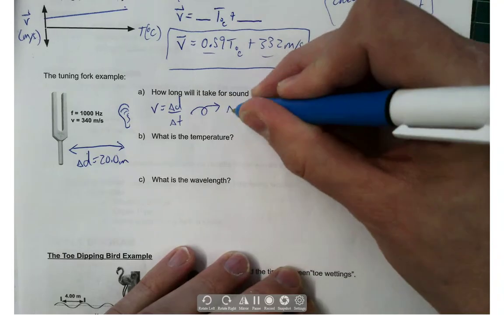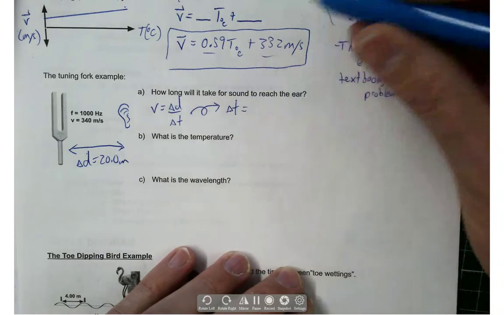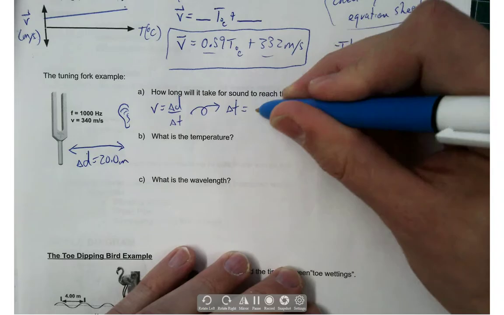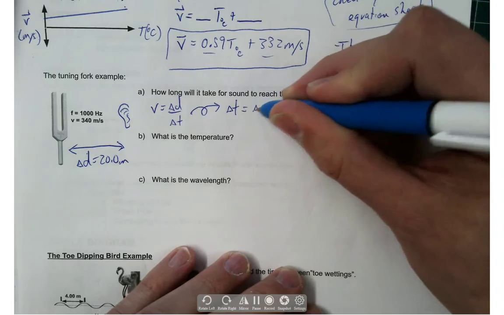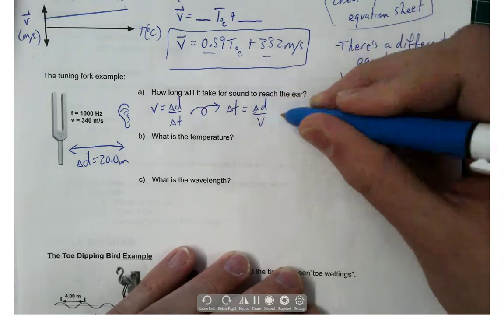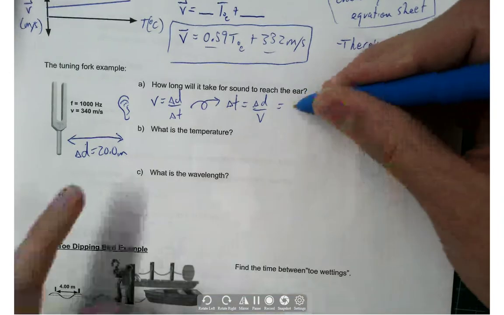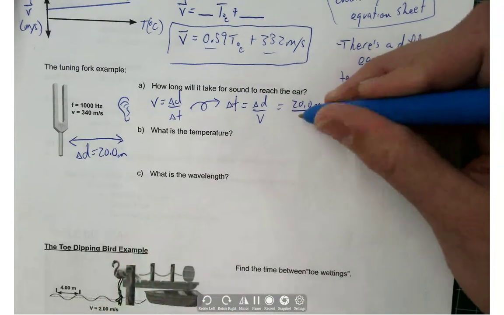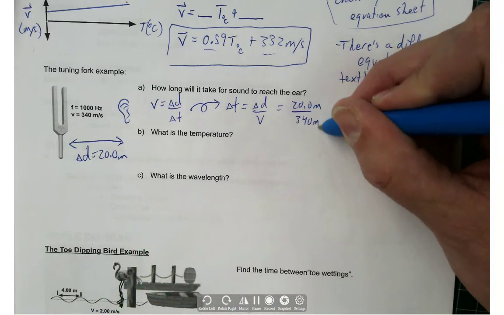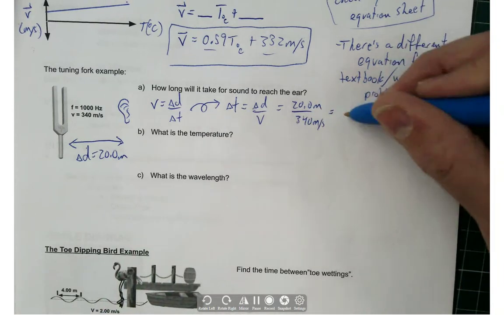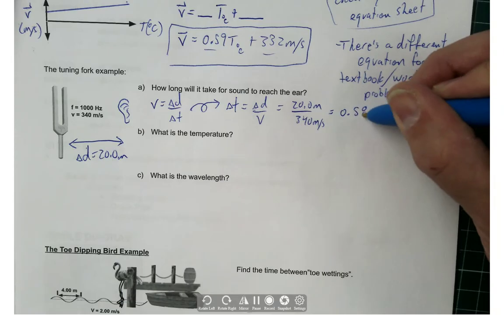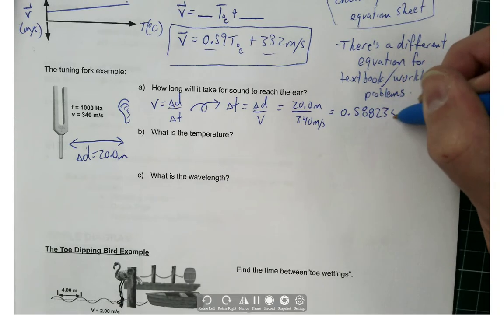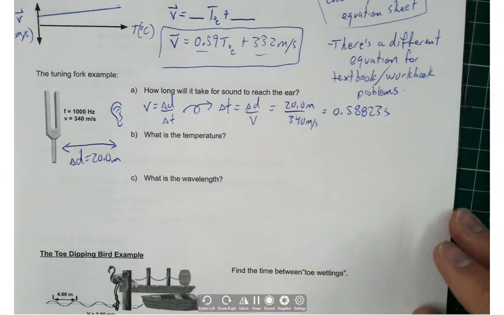So delta T is going to be equal to delta D over V. And in this case, the delta D is 20 meters. And the speed, according to this information, is 340 meters per second. So I do some quick calculations, and I end up getting 0.058823 seconds. Not long at all.